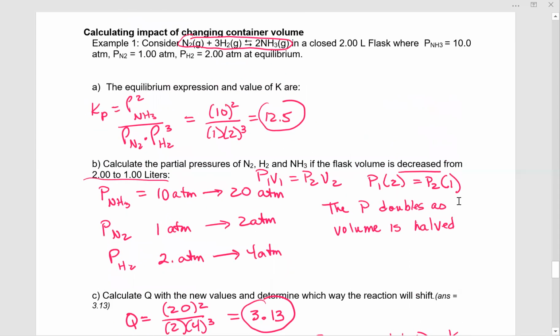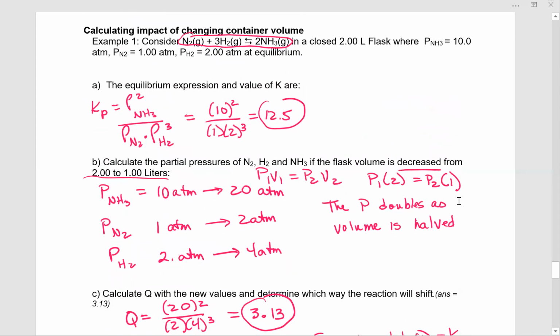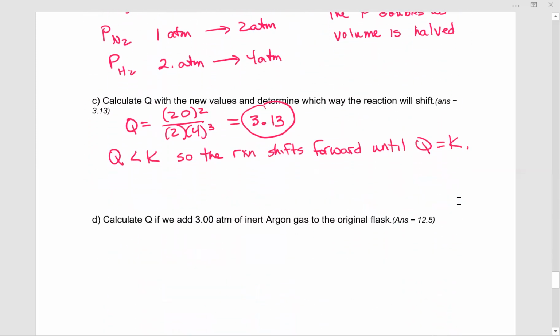All right, let's go back and do this how we were trained to do it earlier, where we just did this qualitatively. So we decreased the volume, which means we want to move to the side of the fewer moles of gas, which is the ammonia side. Fewer moles of gas. And that's exactly what Q also told us to do. So the math backs up our qualitative solutions.